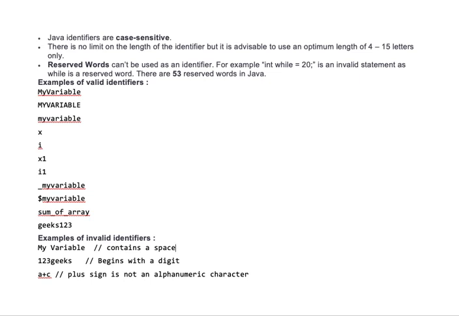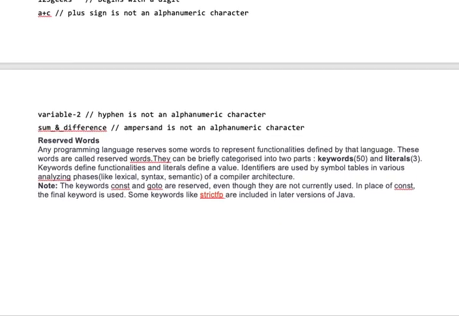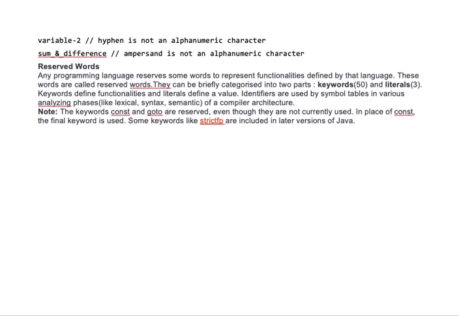My Variable contains a space. 123geeks begins with a digit. a+c: the plus sign is not an alphanumeric character. variable-2: the hyphen is not an alphanumeric character. sum&difference: the ampersand is not an alphanumeric character.